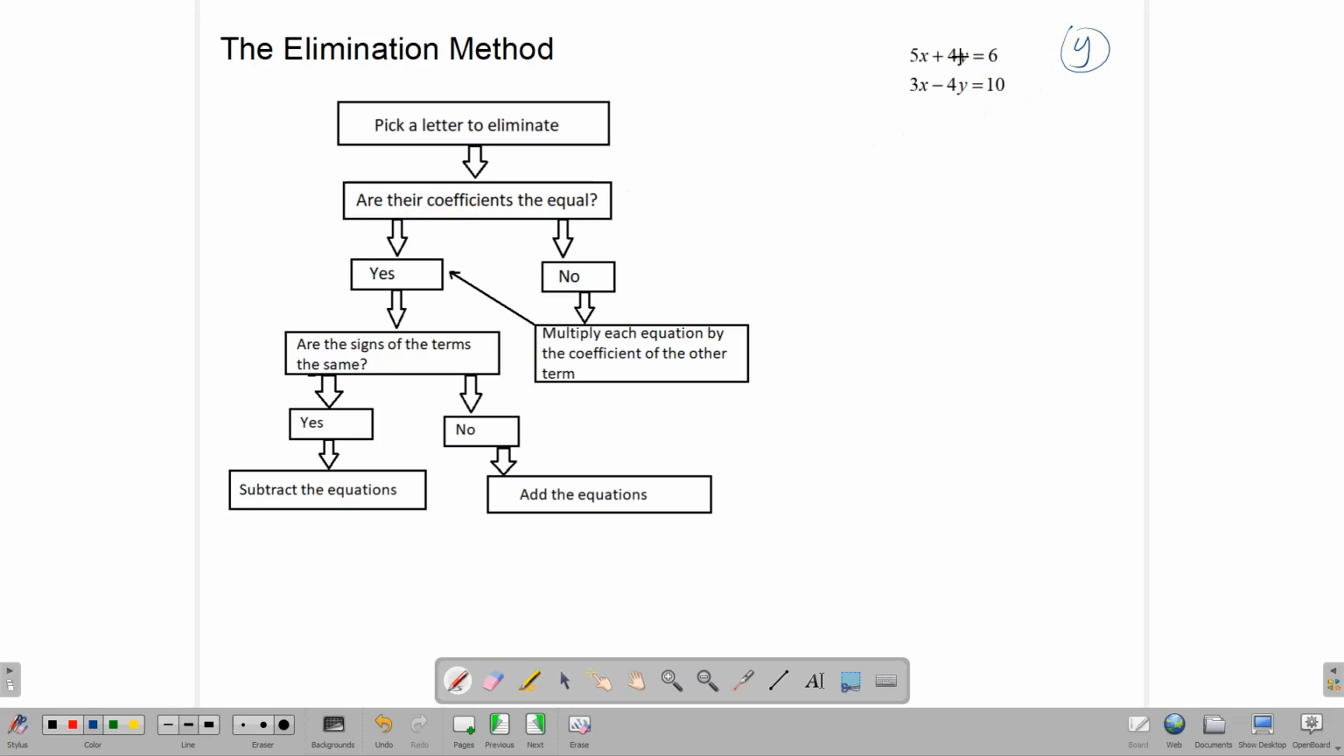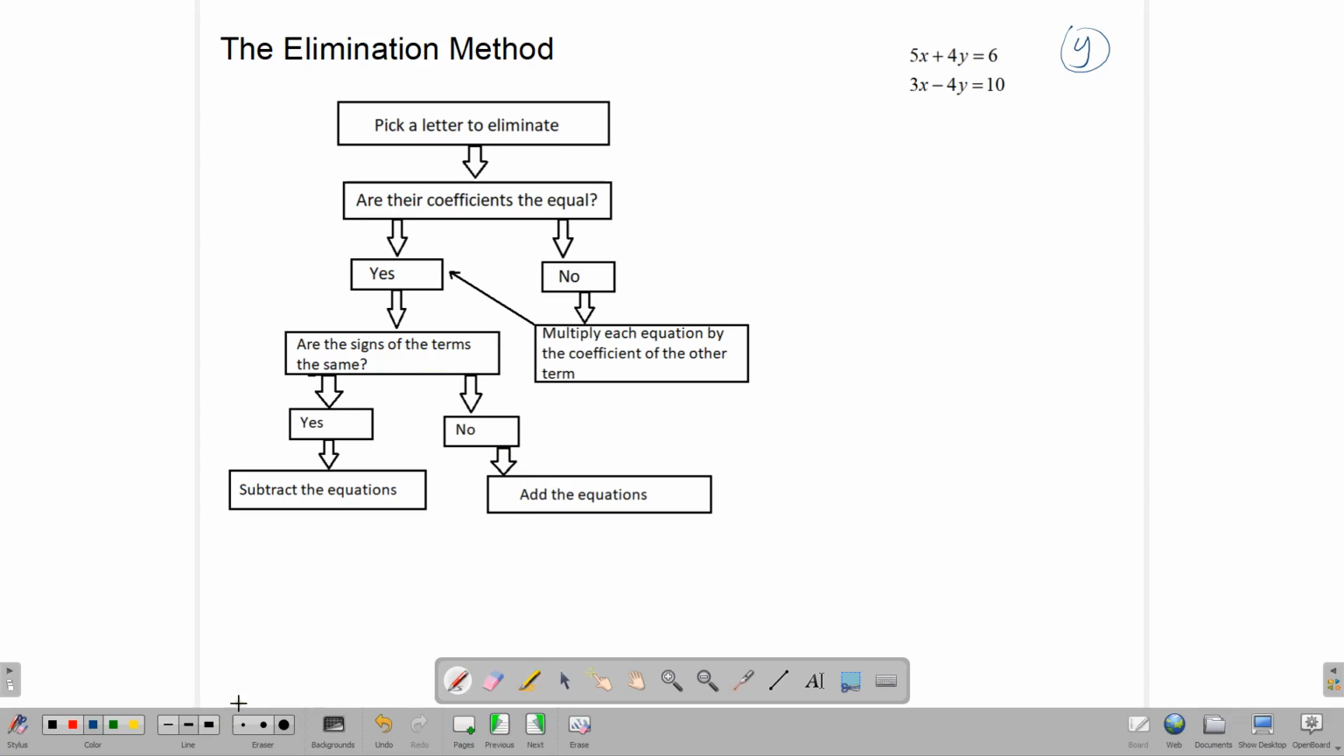So, we look at our coefficients, 4 and 4. The numbers are the same. So yes, we go to the next step. Are the signs of the terms the same? Well, no. One is plus and one is minus. So we have a plus 4y and a minus 4y, which means that our signs are not the same. And that is telling us to add the equations.